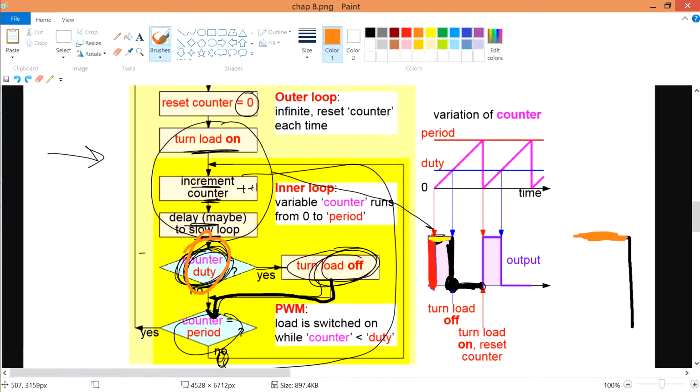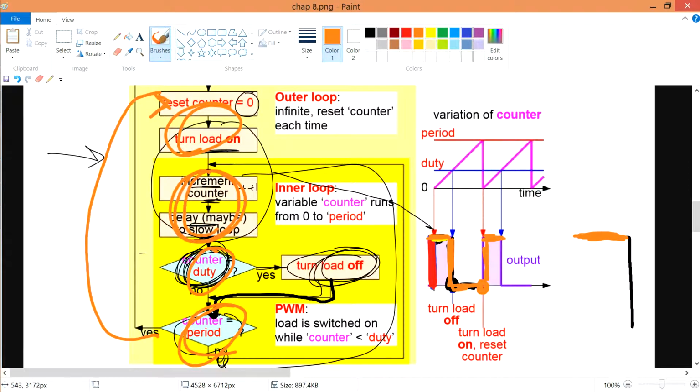So counter duty talks about the one when it's high, and then the period counter talks about the full on and off together. Alright, so when you reach your counter period, if it's yes, then you loop back to the reset counter, and then you continue to turn on again. You turn on the load again, and then you increment your counter until your counter duty reaches your particular point over here. Alright, so if it's yes, then you turn the load off, and then you go on to your period again, and then you carry on. So it repeats and repeats itself.